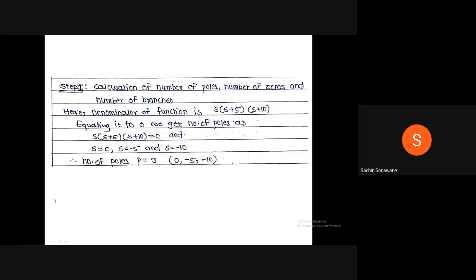Therefore, first of all, step 1: calculation of number of poles, number of zeros and number of branches. Here the denominator of the function is s into s plus 5 into s plus 10. Therefore, equating these three factors to 0, we get s into bracket s plus 5 into s plus 10 equal to 0, and therefore s is equal to 0, s is equal to minus 5, and s is equal to minus 10. Therefore, number of poles P is equal to 3, at s equal to 0, s equal to minus 5, and s equal to minus 10.